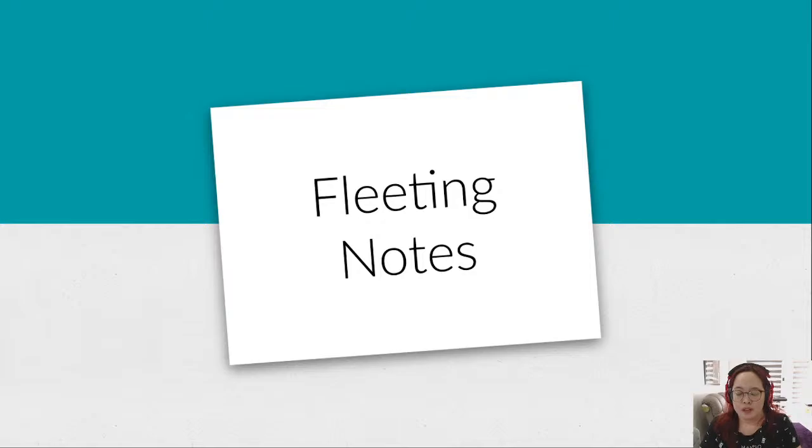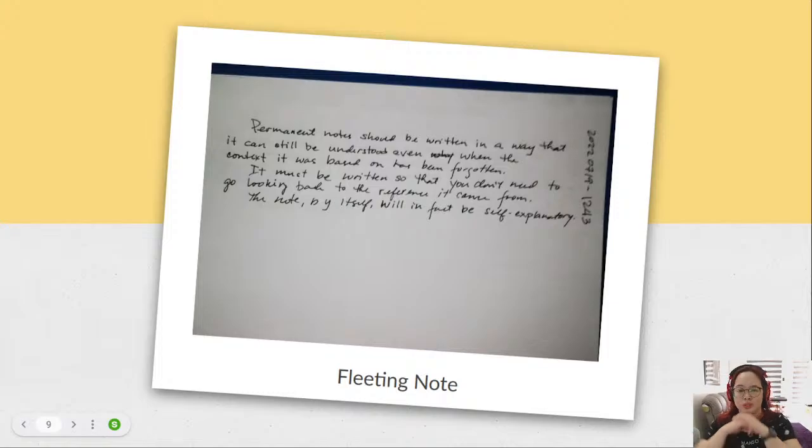Okay? So these fleeting notes are meant to be reminders, so that later on, at the end of the day, or within the next 24 hours, you should be able to process it and then throw away this note. Okay? So fleeting notes are temporary. They're not meant to be filed in your Zettelkasten. They are only reminders. So this is an example of what my fleeting note looks like.